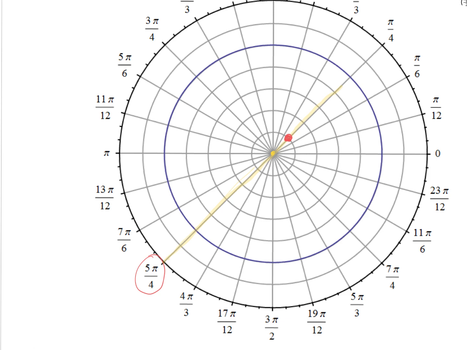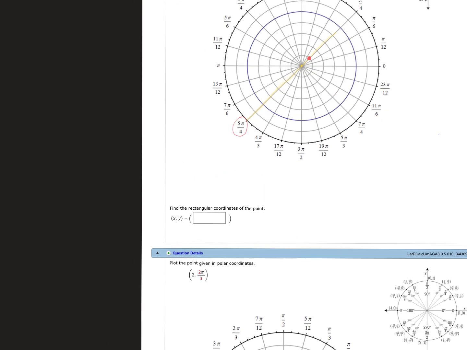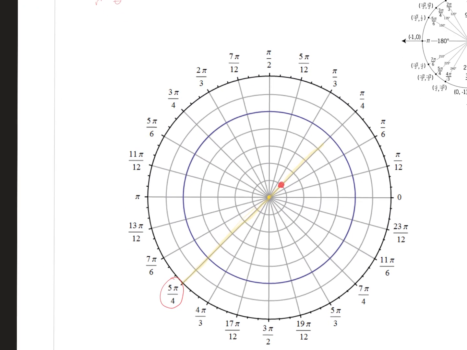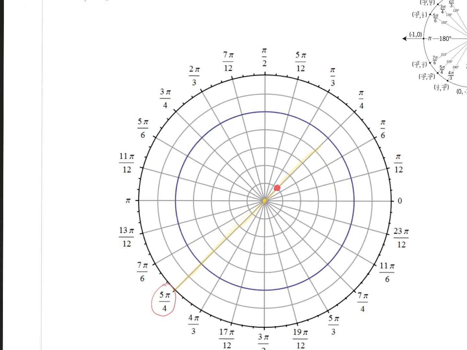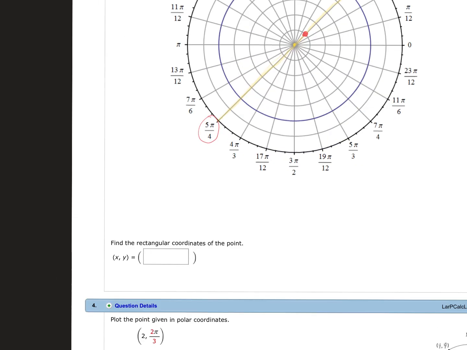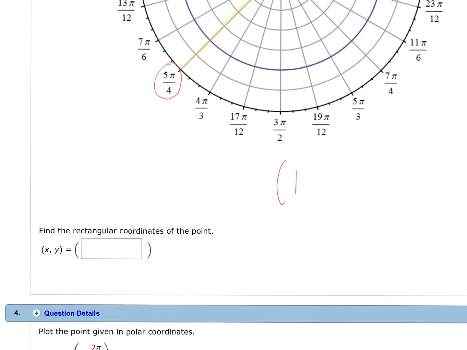Yes or no? Okay. What's another way that we could name that point? 1 comma pi over 4. Perfect. Very good. Now, if you were going to convert from polar, 1 comma pi over 4, to rectangular, to x and y, does anybody remember how to do that?